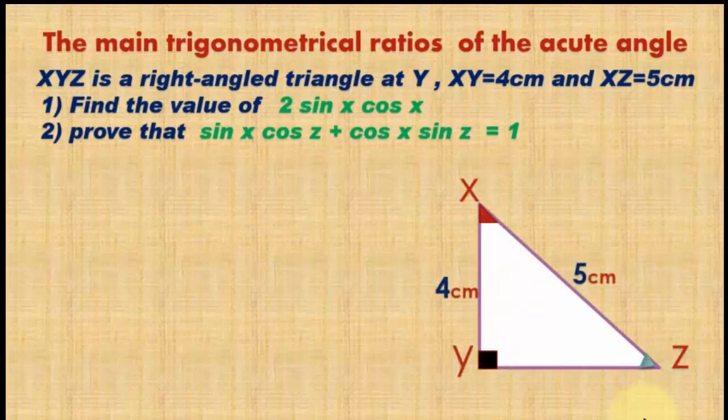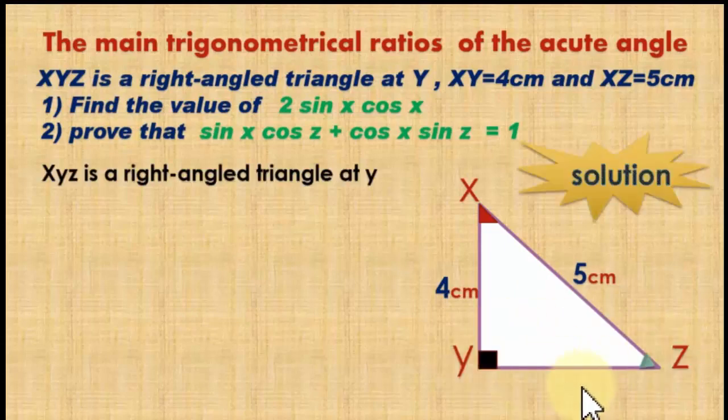First, draw a right angle triangle X, Y, Z. Don't forget that the right angle is Y. After that, we have XY equals 4 cm. XZ, the hypotenuse, is 5 cm. And he wants to get the value of 2 sine x cosine x. Firstly, we must know the length of YZ. So XYZ is a right angle triangle, and we can easily calculate the length of YZ using Pythagoras theorem.